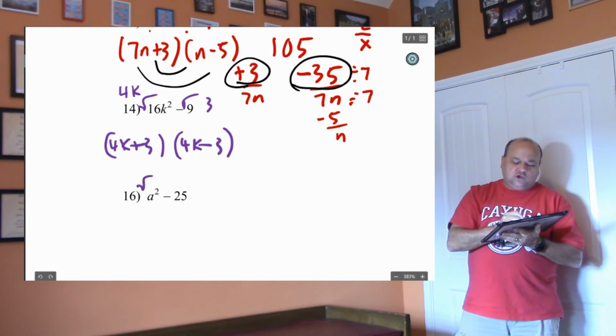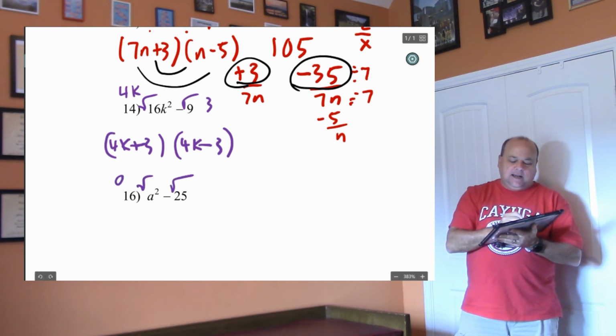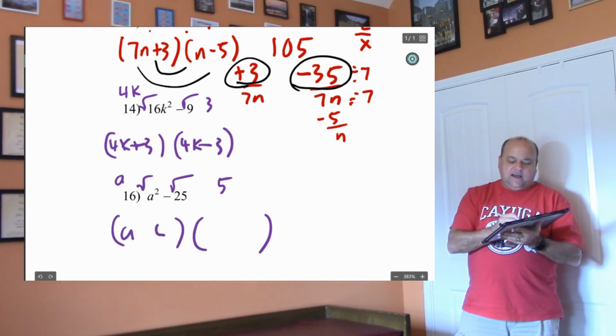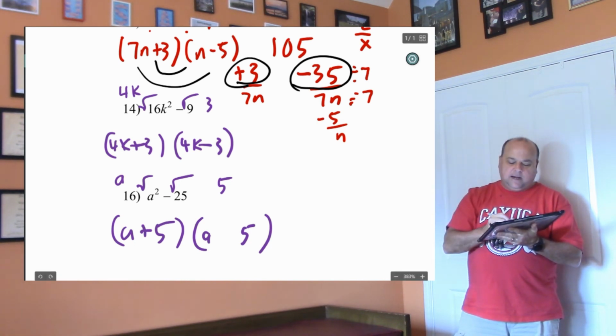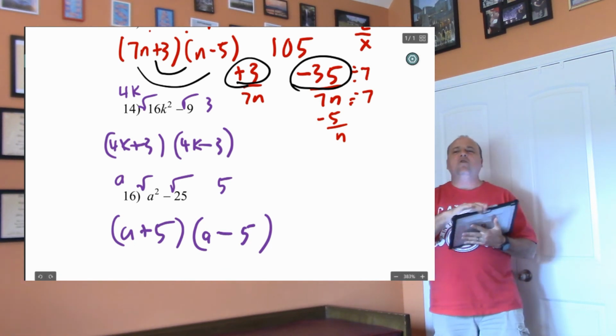Let's keep going. Square root, square root. I would get a and 5. Draw 2 parentheses. a and 5, a and 5. And make 1 parentheses plus, 1 parentheses minus. Piece of cake.